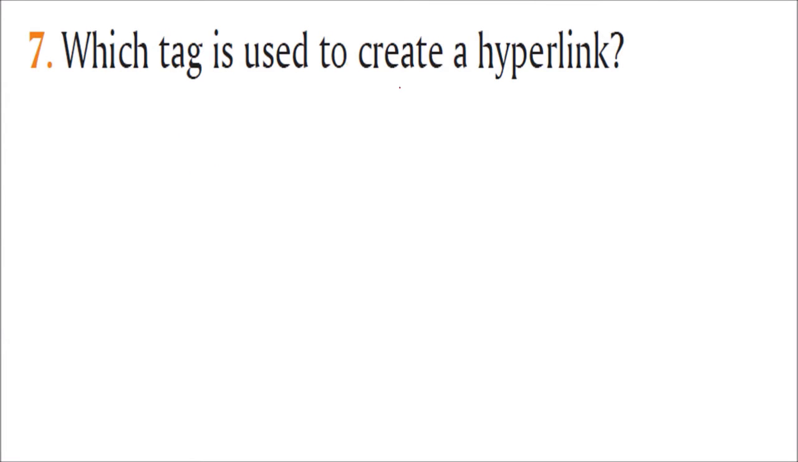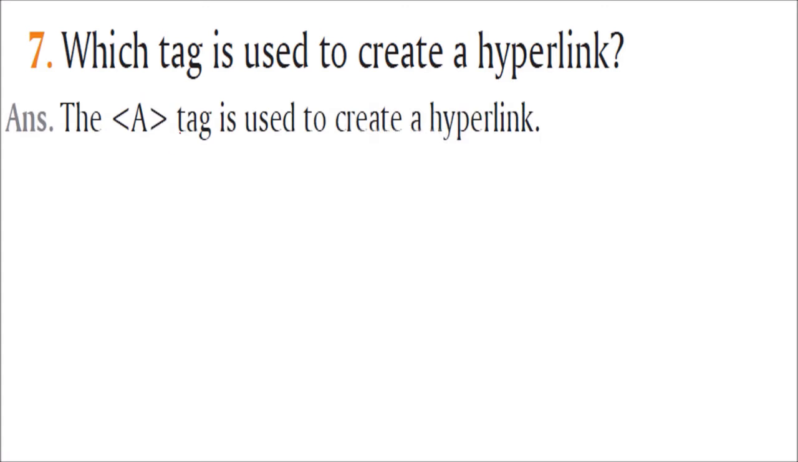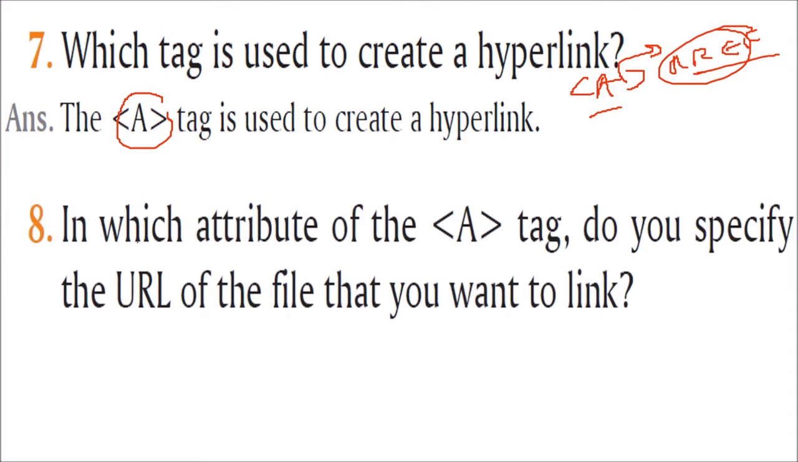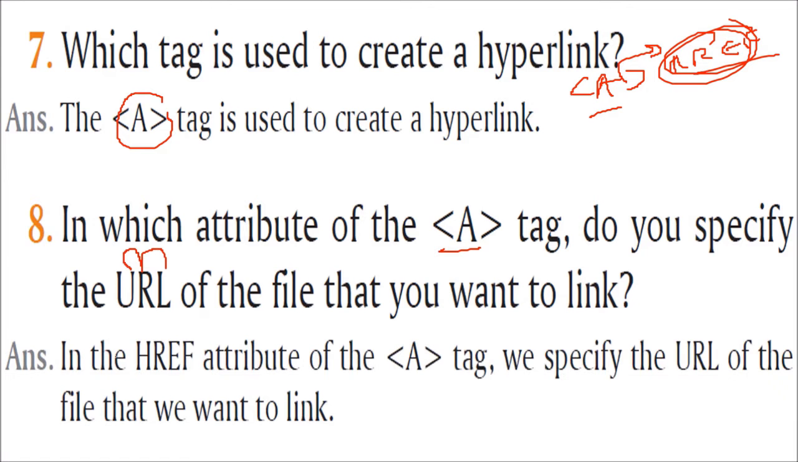Which tag is used to create a hyperlink? Hyperlink. So this A tag is for anchor. Inside this you also give the href, href. We'll see about that. So this href has the URL where when you click on this anchor, then it will take you to this URL. So A tag is used to create a hyperlink. In which attribute of A tag do you specify the URL of the file that you want to link? So this href you give the URL, that is uniform resource locator. So in the href attribute of the A tag, anchor tag, we specify the URL of the file that we want to link.